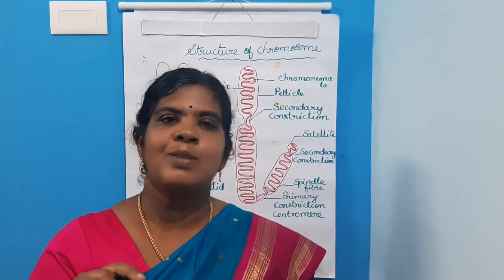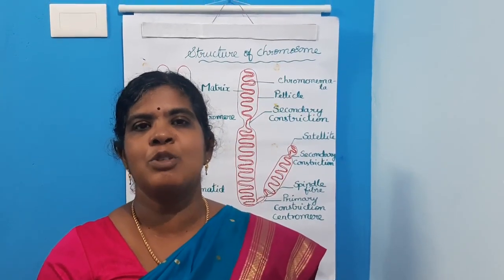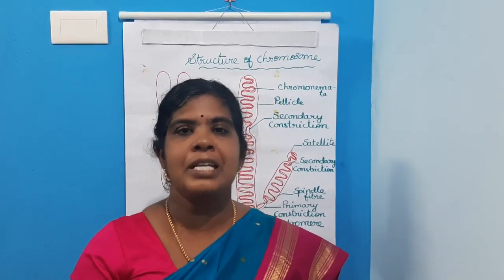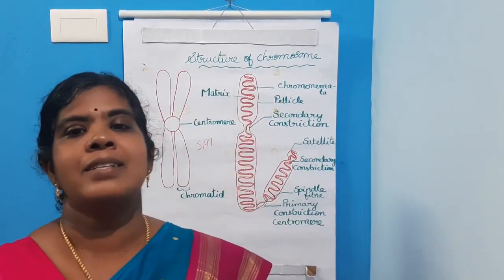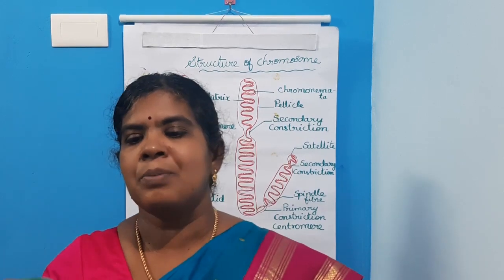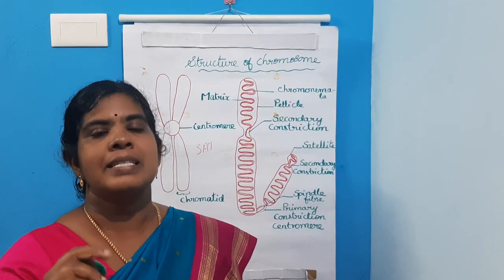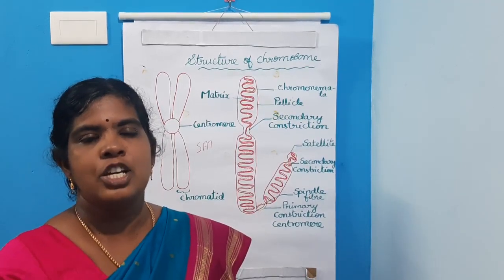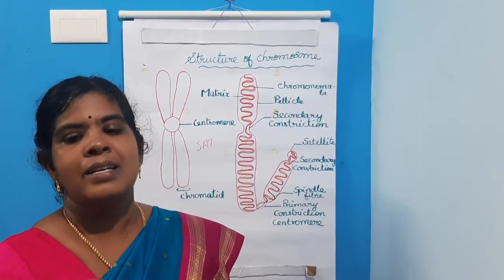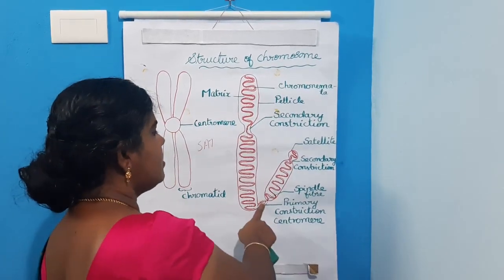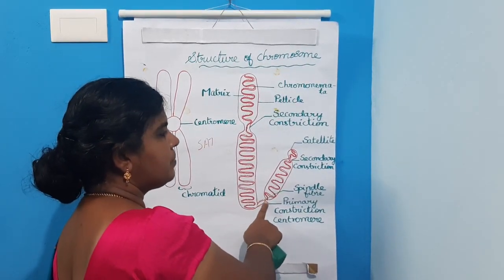The proteins are histones and non-histone proteins. Which one provides the structural support to the chromosome? Proteins. What are the four regions in the chromosome? Primary constriction, secondary constriction, telomere and satellite. The primary constriction is also called the centromere.